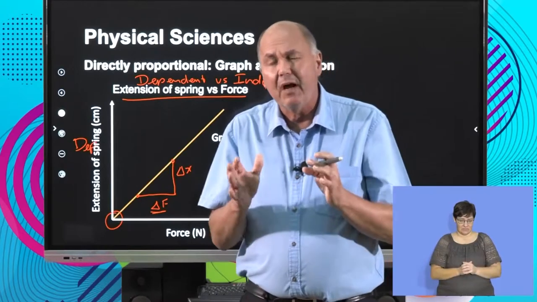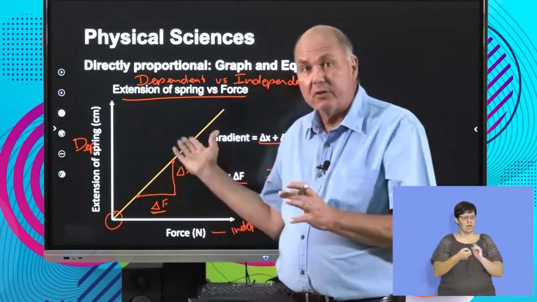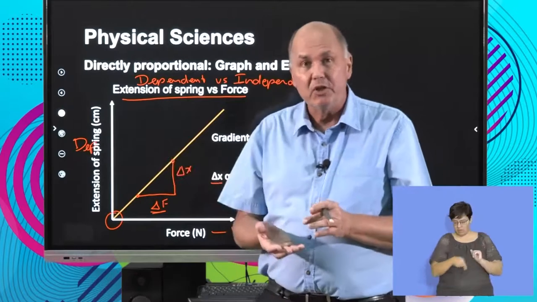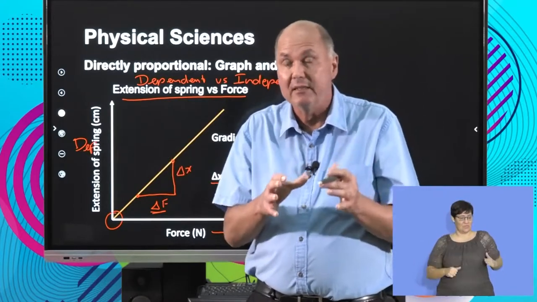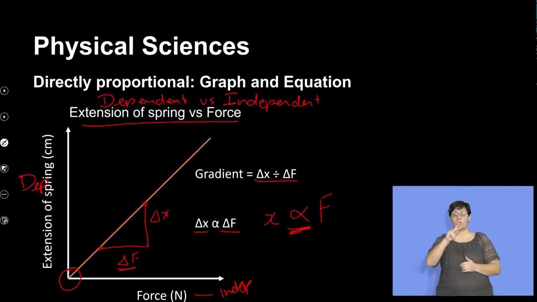But now I want us to try and go from this graph to what the equation would look like. Yes, we've got an equation for the constant, for the gradient, and in Hooke's law, this gradient is called the spring constant.